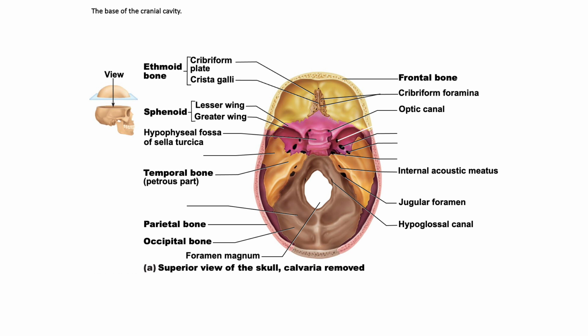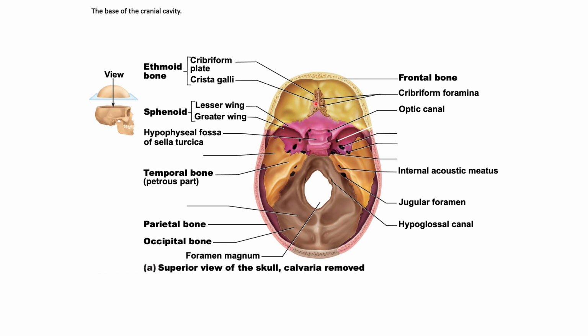So here we've basically removed the top of the head, right? You can see right here. I'm going to start off with the frontal bone on the anterior portion. In the middle of the frontal bone, we see the ethmoid bone a little bit better. And what do we see there? We see a cribriform plate. You can actually feel the projection coming right in the middle of the ethmoid bone, and the very tip of that is called the crista galli.